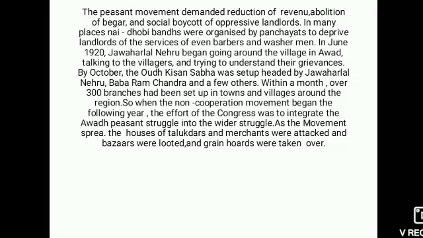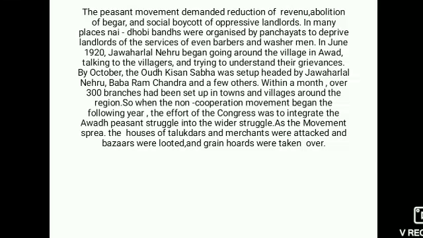In June 1920, Jawaharlal Nehru began going around the villages in Awadh, talking to the villagers and trying to understand their grievances. Their grievances means their problems. By October, the Awadh Kisan Sabha was set up, headed by Jawaharlal Nehru, Baba Ramchandra and a few others. Within a month, over 300 branches had been set up in towns and villages around the region. So, when the non-cooperation movement began the following year, the effort of the Congress was to integrate the Awadh peasant struggle into the wider struggle.